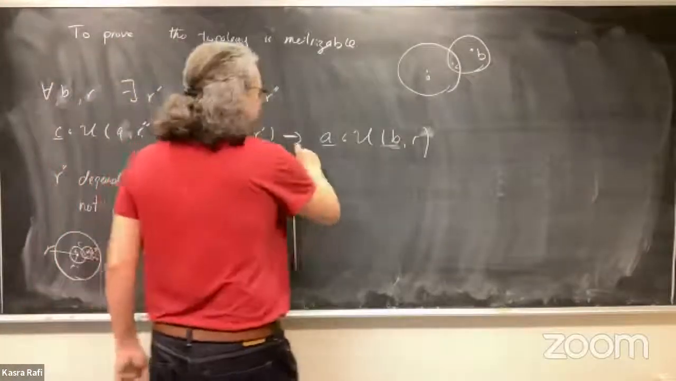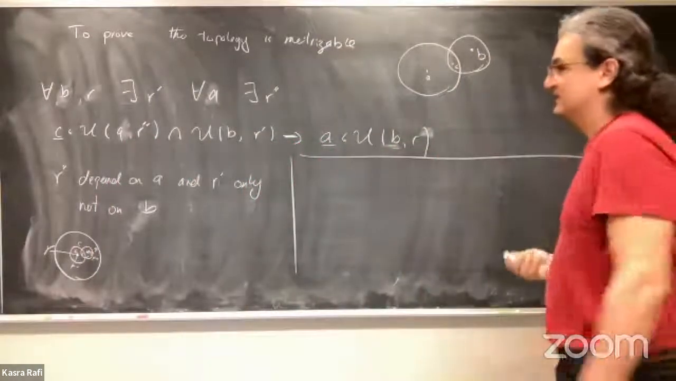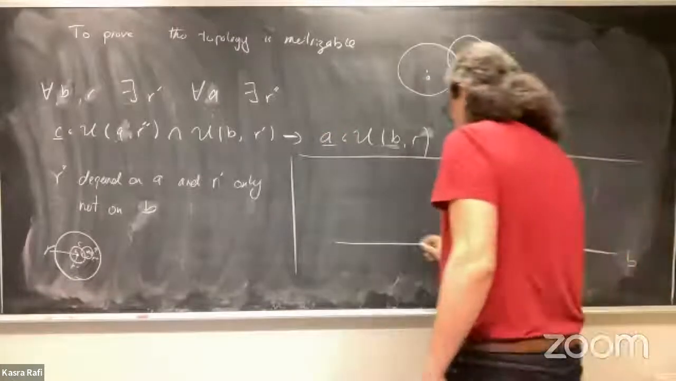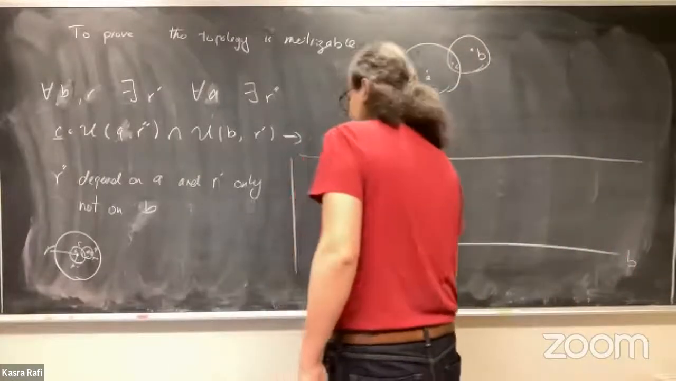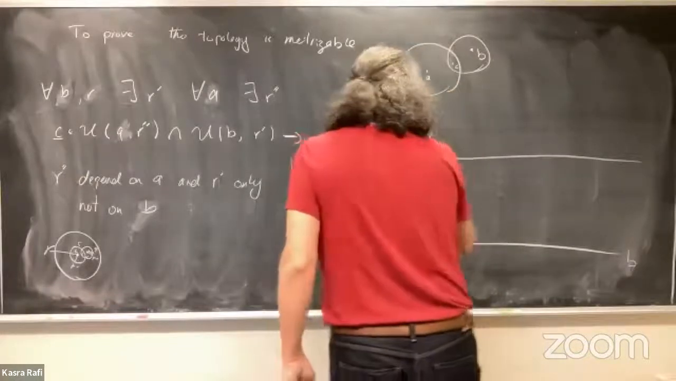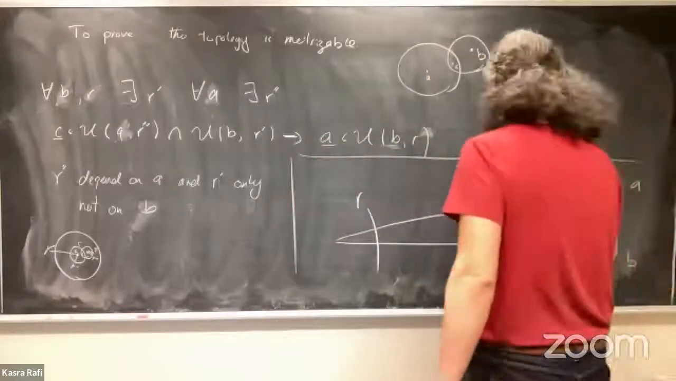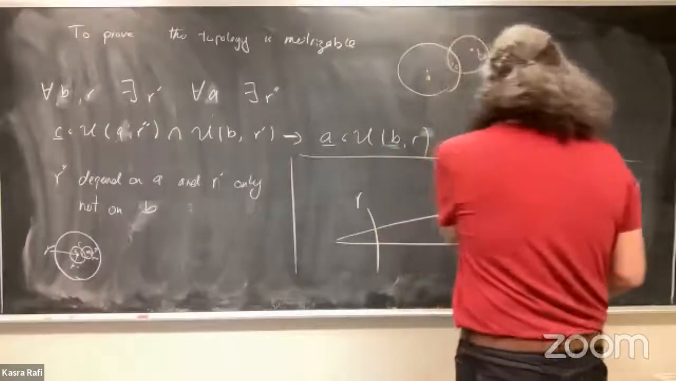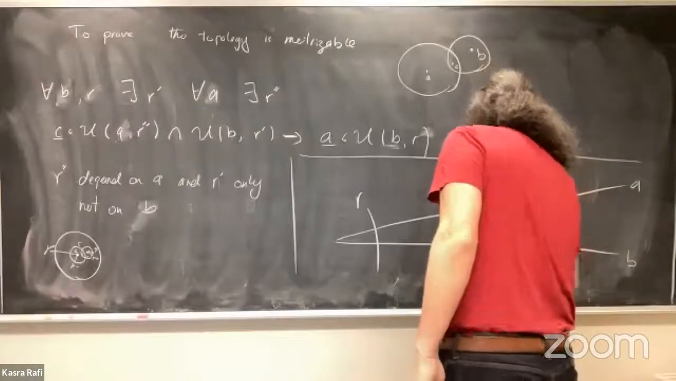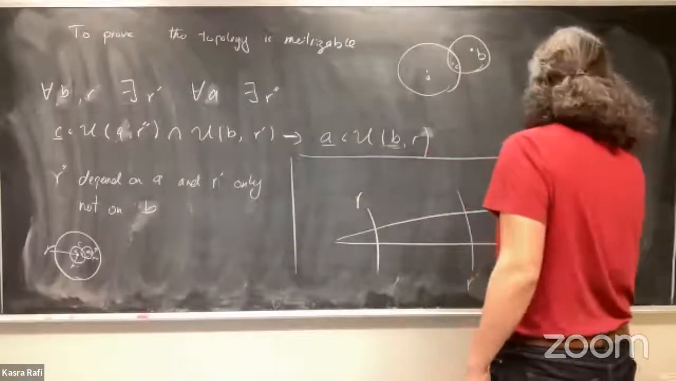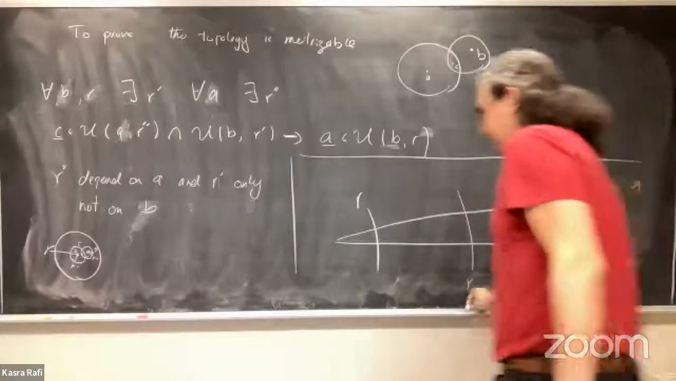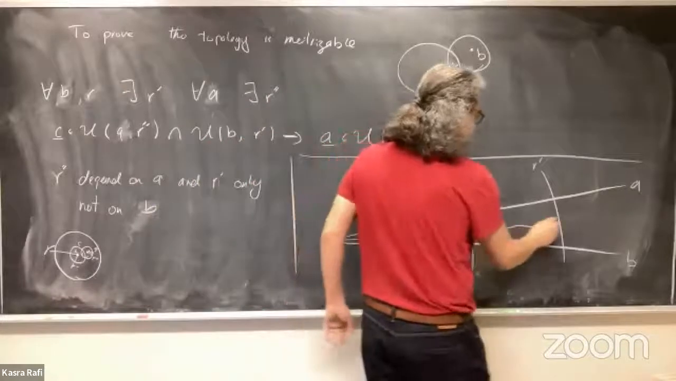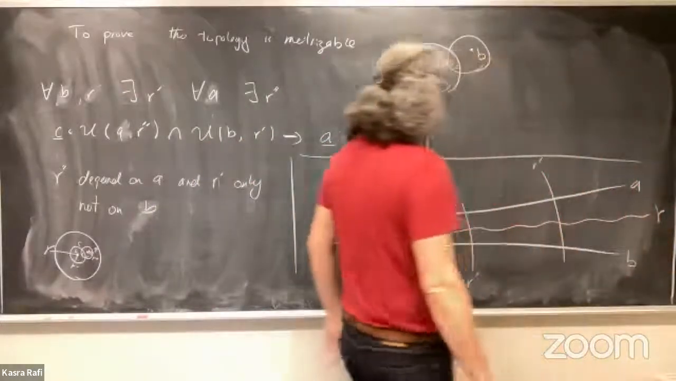So let's draw a picture of this and see if we can prove it. It should be the same picture as before. We have a B and we have an R, right? And we also have an A, and for B, we have an R prime, and for A, we have an R double prime. And then somehow in the middle, we have some quasi-geodesic gamma.